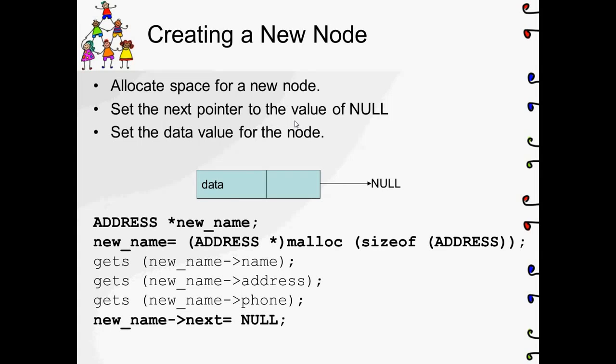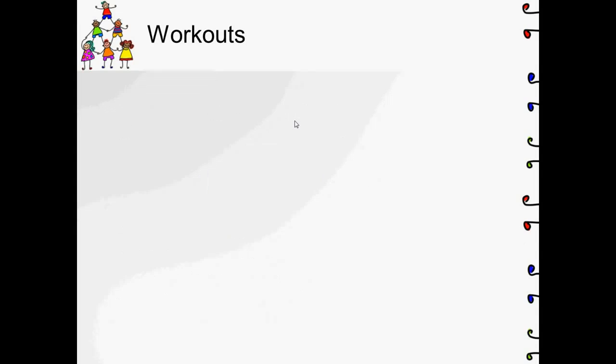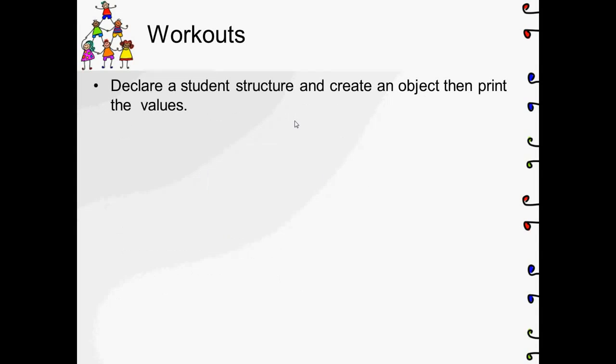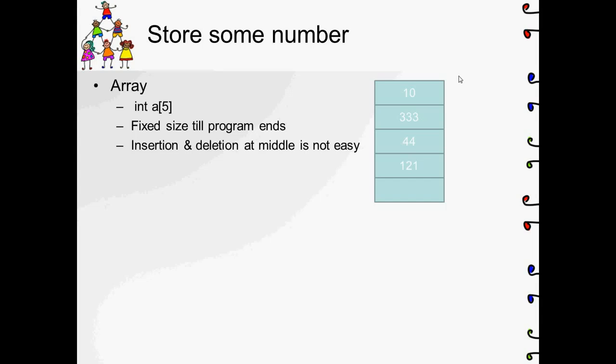So go and refresh your structures and simple pointers. The simple pointer here is new name, and it is of type struct, and then we pick the data. Switch the topic to arrays.